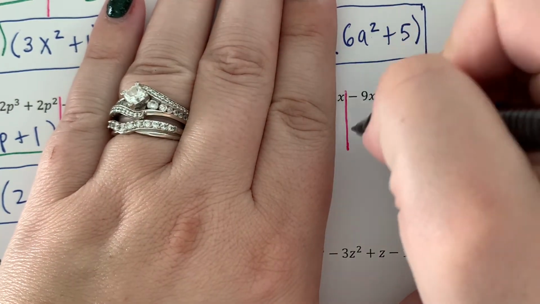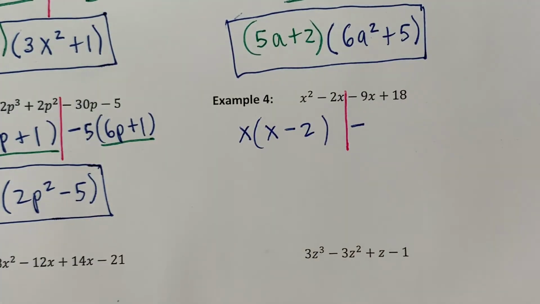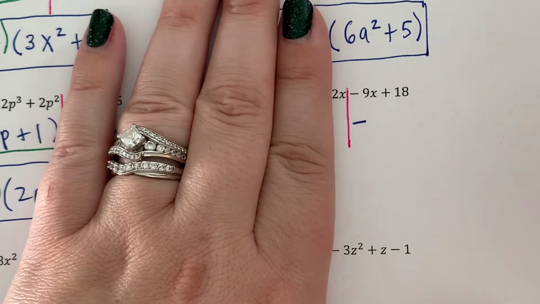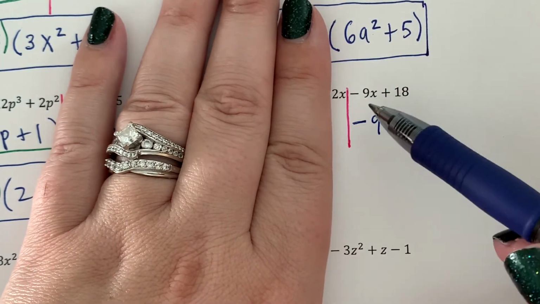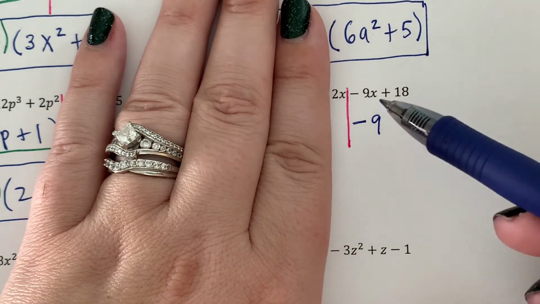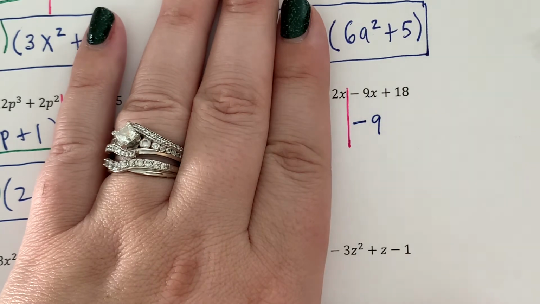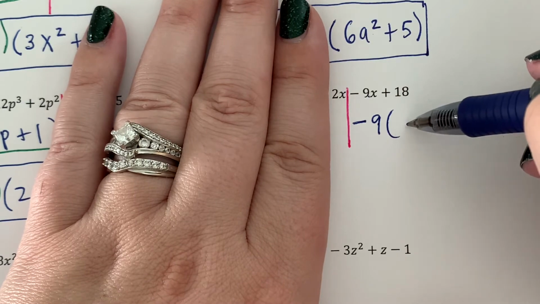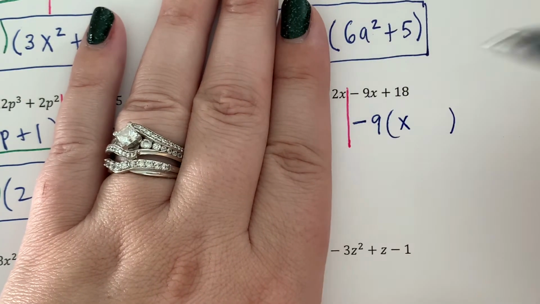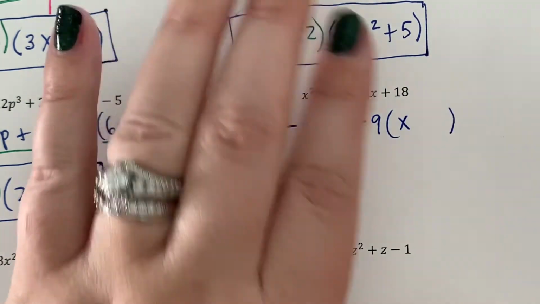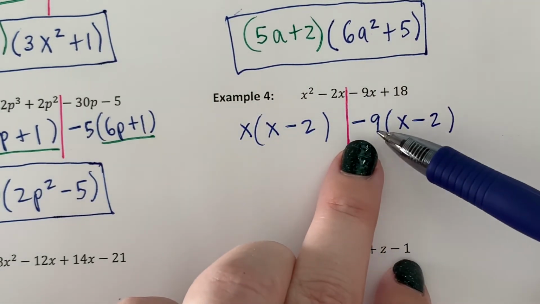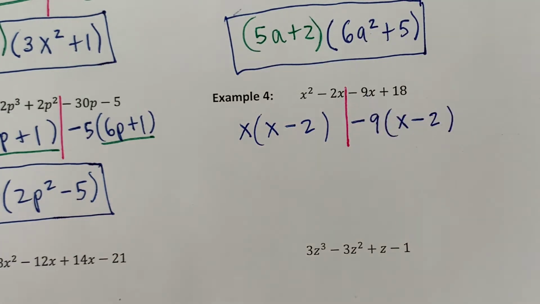We already said when that third term is negative, we will have to pull out a negative. So what is my greatest common factor here? I can pull out, let's see, 9 goes into both 9 and 18, but really I need to make sure I am pulling out a negative. So I'm pulling out a negative 9. Negative 9 times what gives me negative 9x? That would be x. And negative 9 times what gives me a positive 18? That would be negative 2. Negative 9 times negative 2 gives me positive 18. And it worked out perfectly.